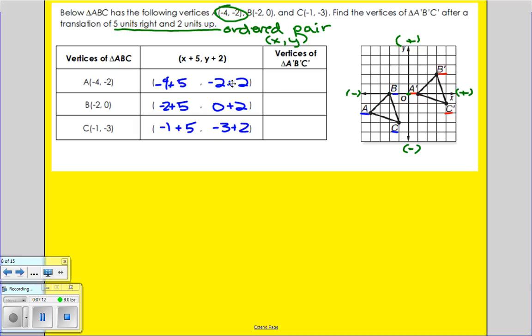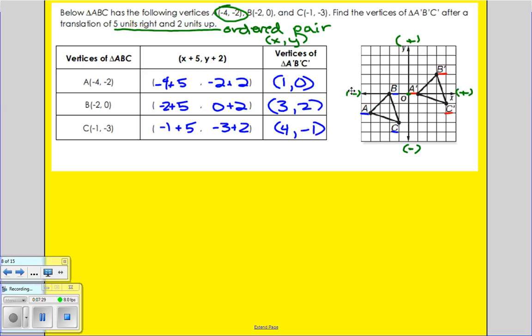And that negative 4 plus 5 is 1. Negative 2 plus 2 is 0. Negative 2 plus 5 is 3. 0 plus 2 is 2. Negative 1 plus 5 is 4. Negative 3 plus 2 is negative 1.